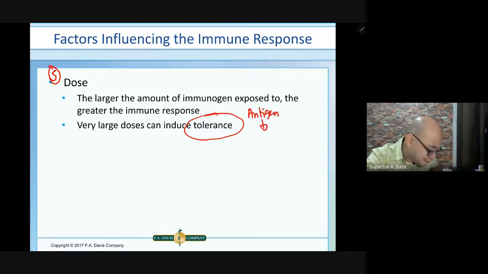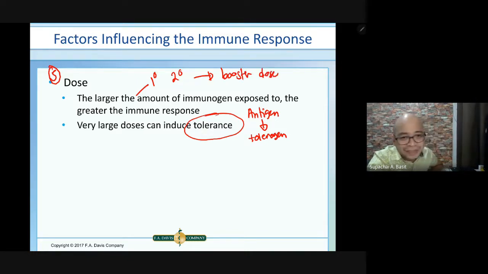So, instead of antigen, it might be converted to tolerogen. Later on, I will be defining tolerogen to you. Okay, so the larger the amount of immunogen exposed to, the greater the immune response. Okay, so that's the reason why some immunization would require you to have the first dose, the second dose, and even the booster dose.